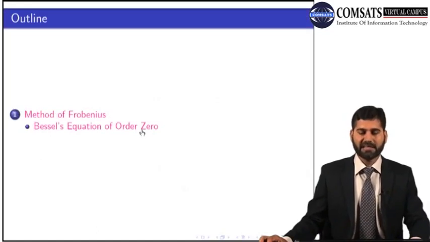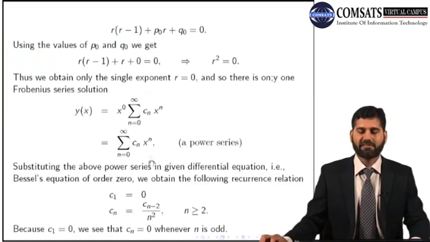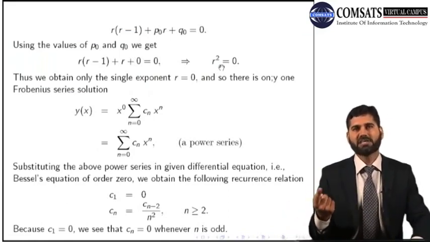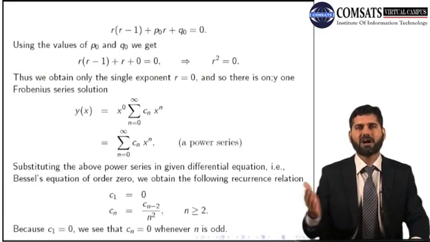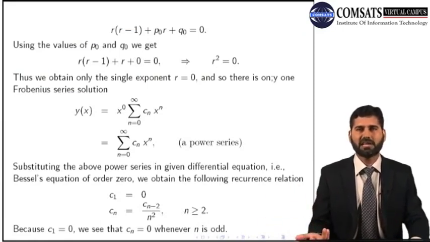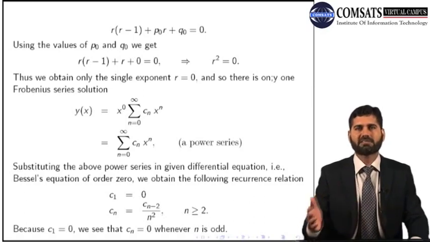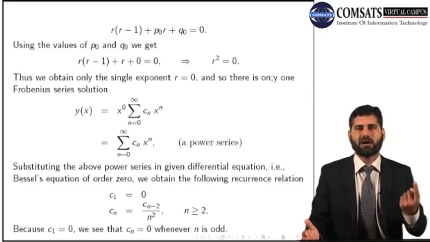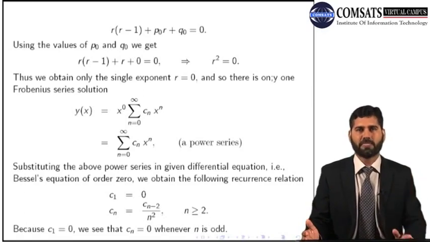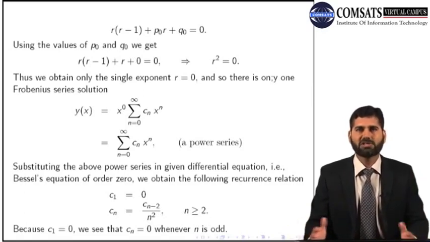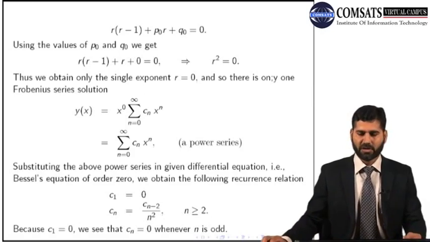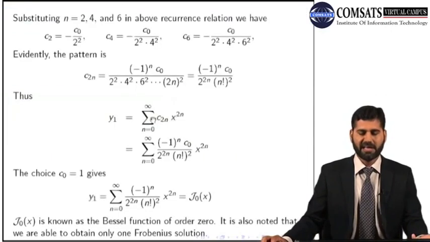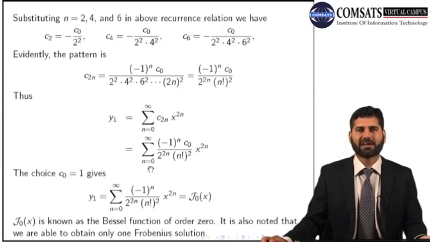Then we did another example where our indicial equation gave us just one root, r squared equal to 0. So again, one solution is guaranteed here. r1 minus r2 is equal to 0 because the roots are equal. If roots are equal, then r1 minus r2 is equal to 0, and we are guaranteed only one solution. So how to find a second solution, we don't know right now. In our case, this is just one solution, and how to get the second solution, we don't know yet.